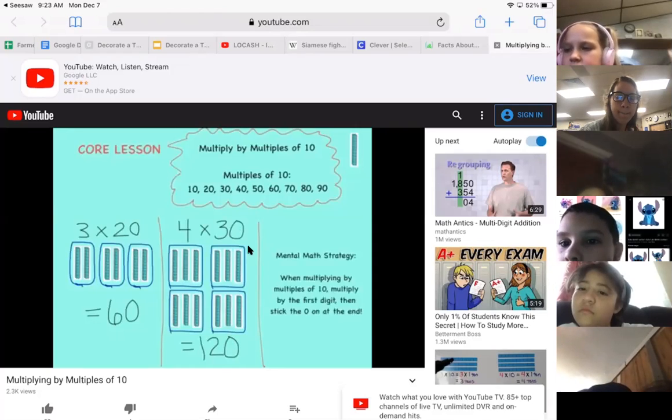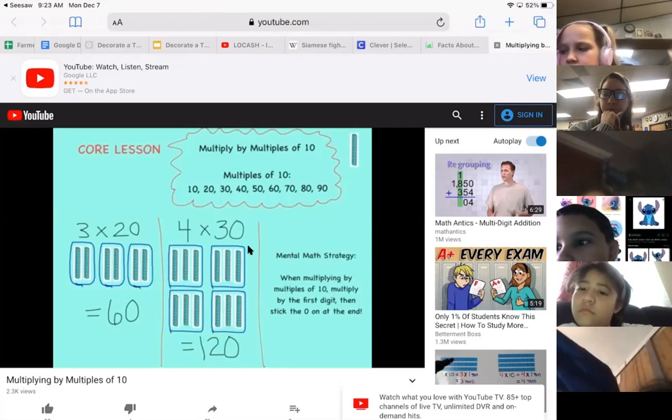I think we just figured out a mental math strategy. When multiplying by multiples of 10, multiply by the first digit, then stick the 0 on at the end.